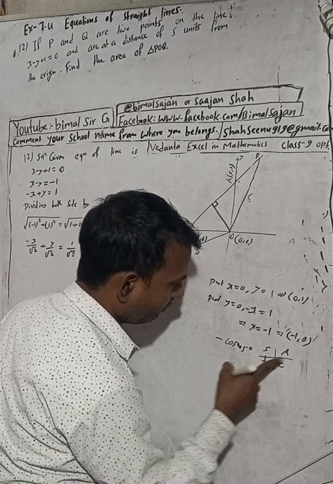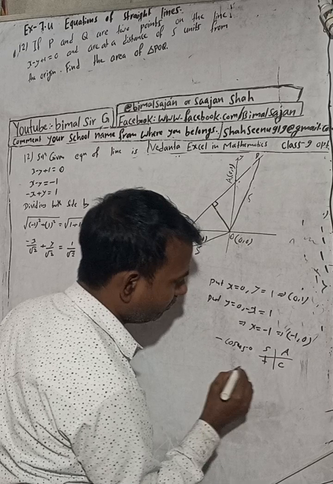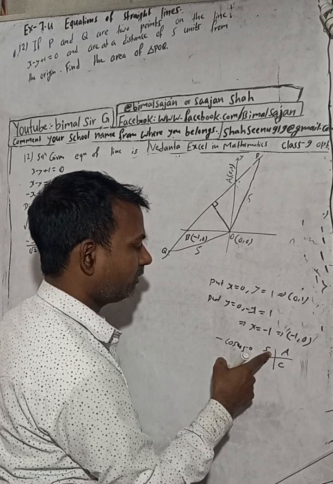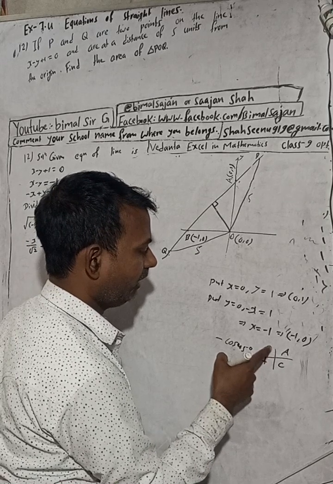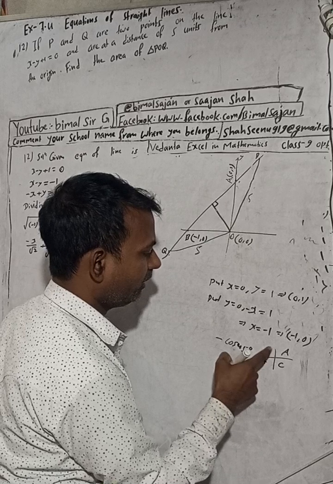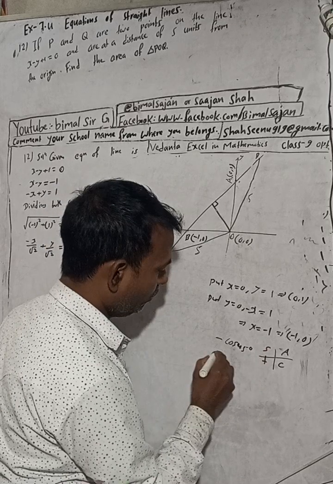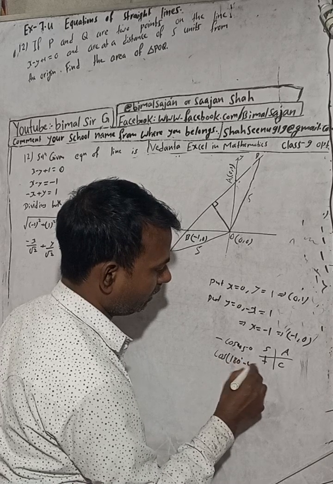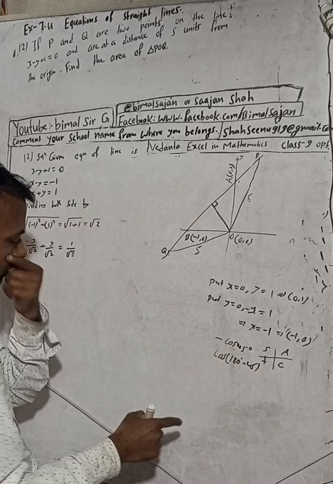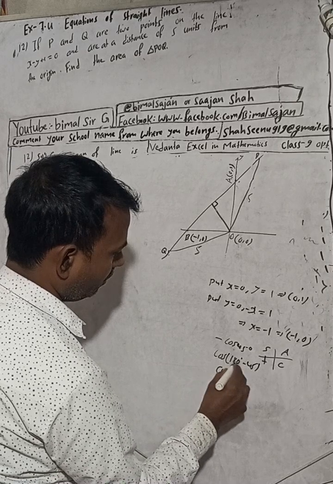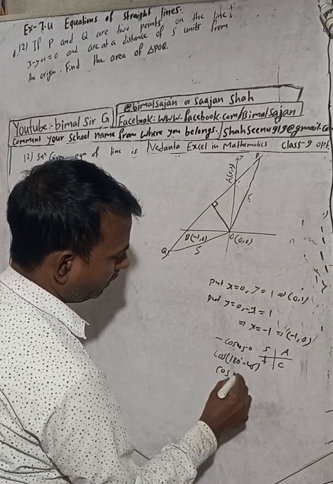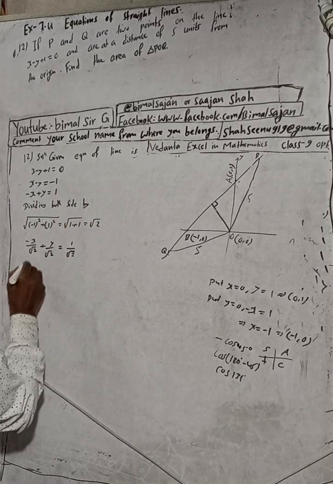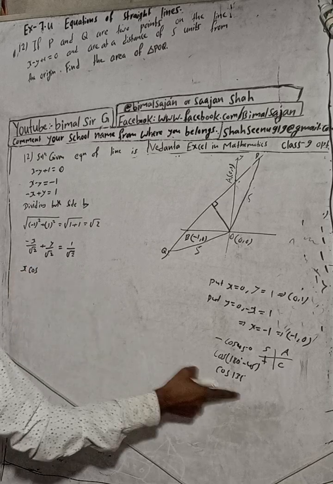Here all are positive in one quadrant, and here only sine and cosec are positive, which means cos is negative. So we can write this value as cos 180 minus 45 degree, which is cos 135 degree. Then we can write x cos 135 degree.